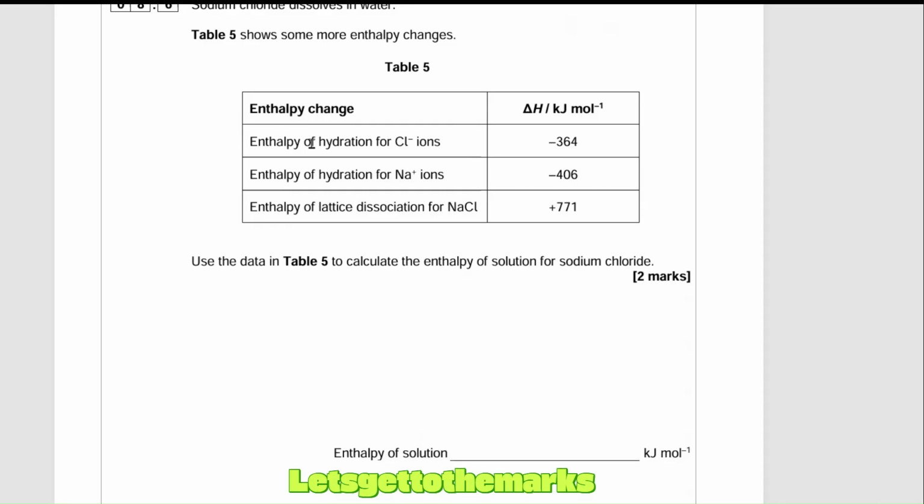Here are the enthalpy changes. We've got the enthalpy of hydration of chloride ions, -364. We've got the enthalpy of hydration for sodium ions, -406. We've got the enthalpy of lattice dissociation for sodium chloride, and that is +771. Use the data in table 5 to calculate the enthalpy of solution for sodium chloride.